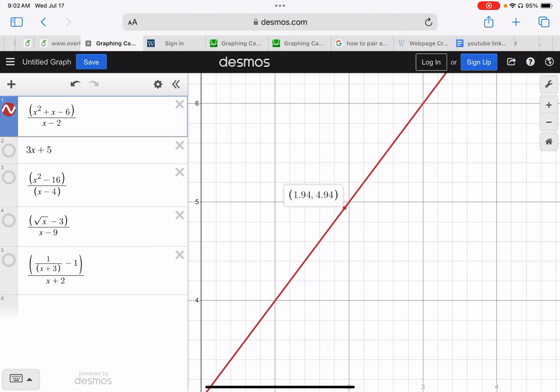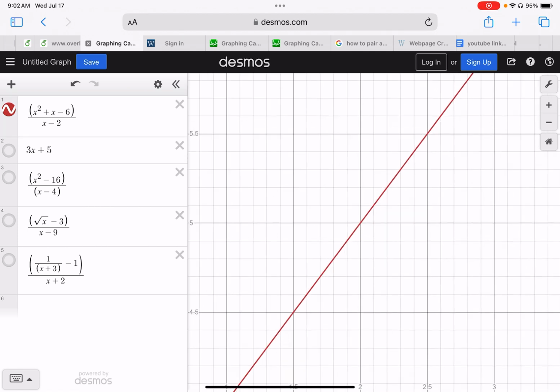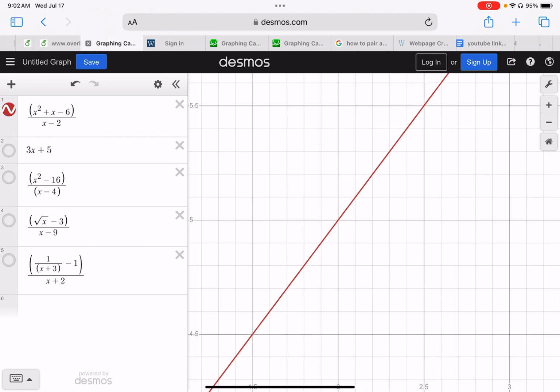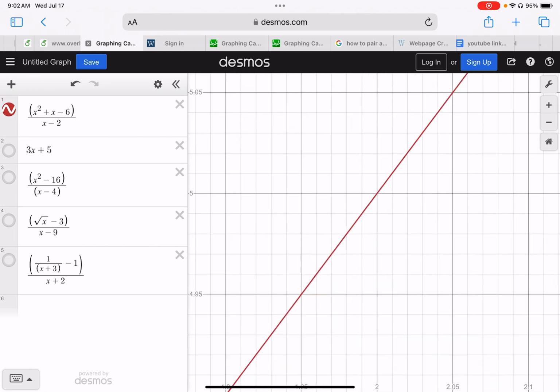There is a hole right around here. But near this point, we see it in the graph and we see it with these numbers, that I could zoom in and zoom in and zoom in. What I'm noticing is if my x value is in this neighborhood around x equals 2, my y value is in the neighborhood around y equals 5.